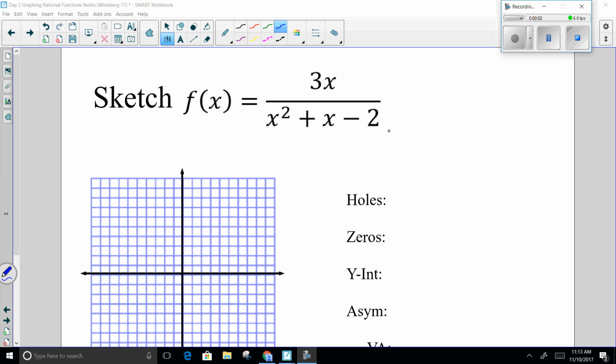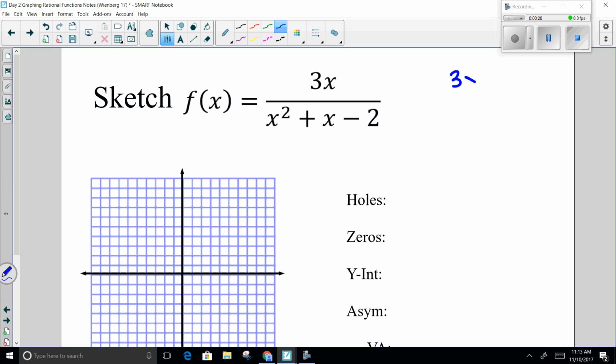All right, so now we're going to graph rational functions again. There's going to be a little bit of variation on this one, but we're still going to go through the same steps. So again, the first thing we want to do is find holes. How do we find holes? We look for common factors in the numerator and denominator.